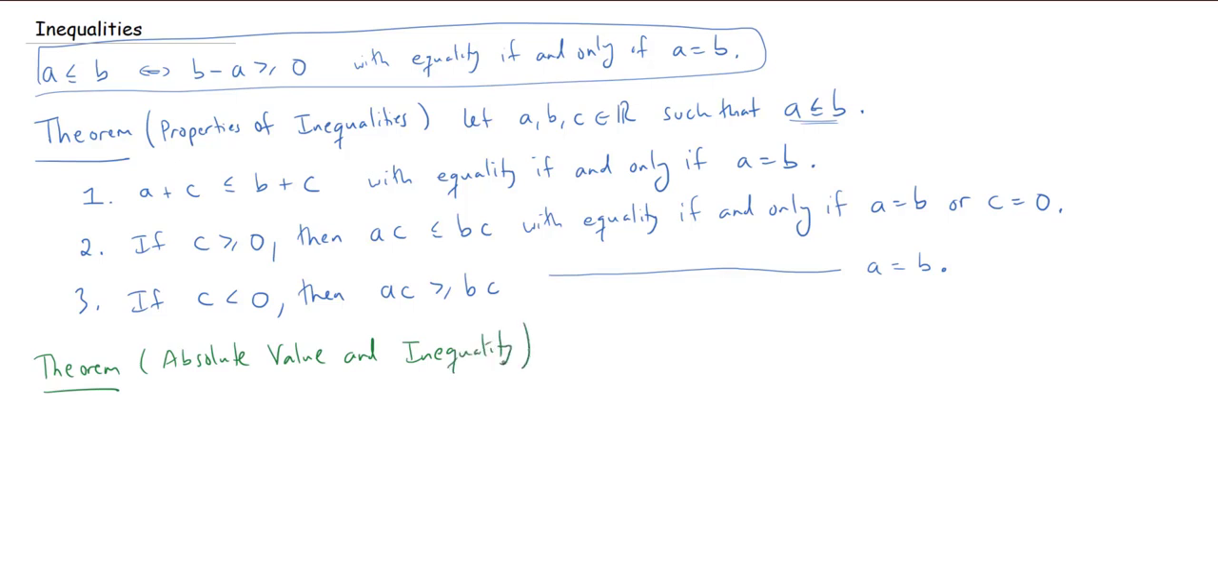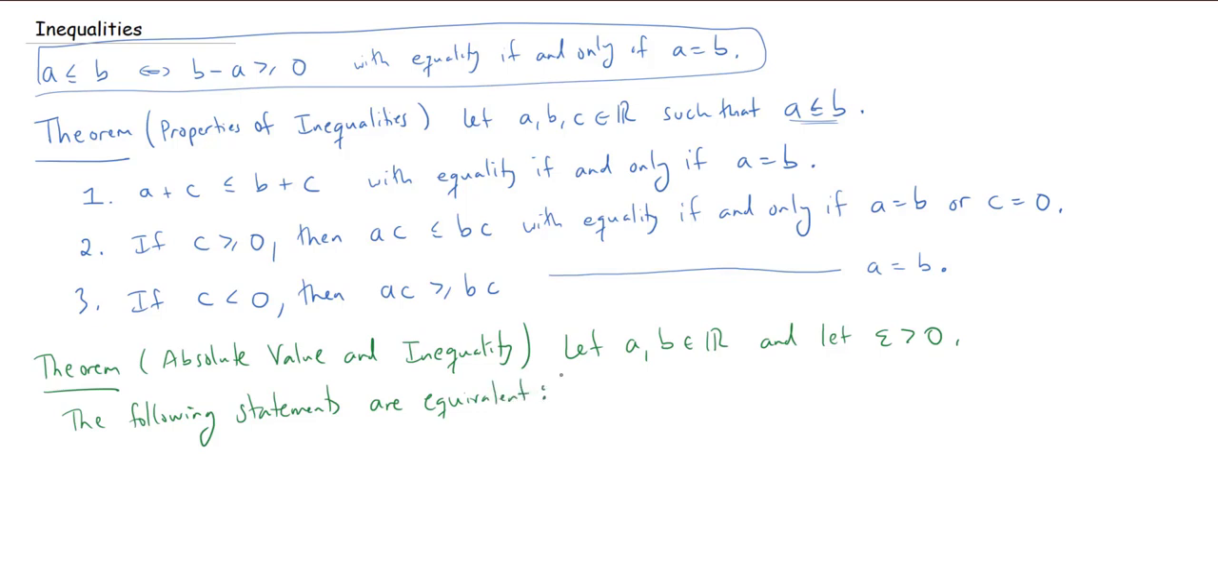Okay, so in this one, I'm going to start with two arbitrary real numbers. So let's let A and B be real numbers. And let's take an epsilon. We're going to take a positive number epsilon. So we say, and let epsilon be greater than 0. Okay, the following statements are equivalent. Meaning if you know any one of them, you know all the rest.